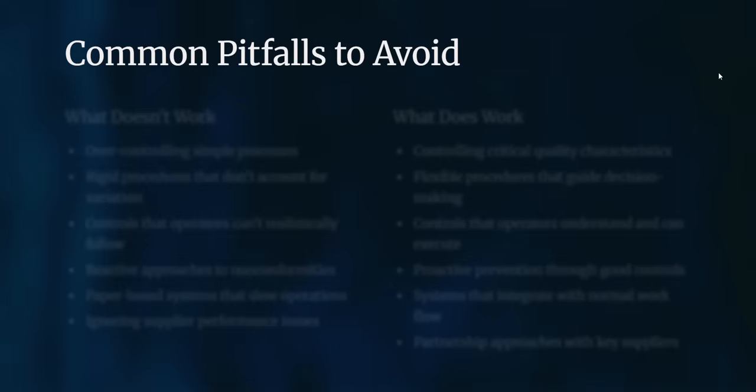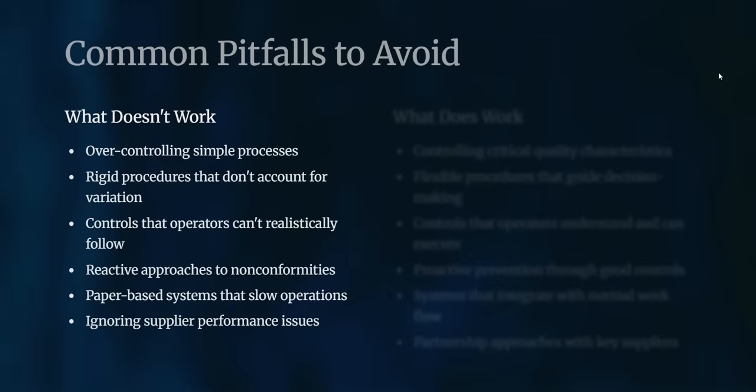Now, common pitfalls to avoid when implementing operational control. First, what doesn't work in operational control? First, over-controlling simple processes doesn't work at all. So keep it simple and straightforward. Second, rigid procedures that don't account for variation. This is useless and it creates rivalry from nowhere.